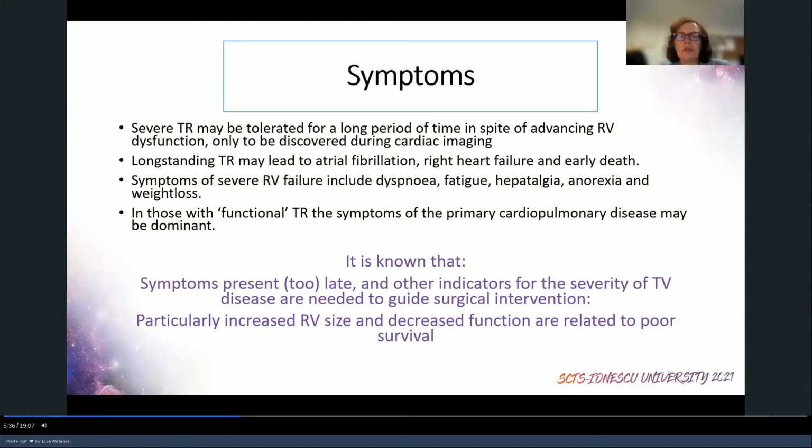So purely looking at tricuspid valve regurgitation, symptoms present late, so we need to look for other indicators for the severity of tricuspid valve disease to guide us for surgical intervention. And of these other indicators, it is particularly known that an increase in size of the right ventricle and a decrease in function are related to poor survival.